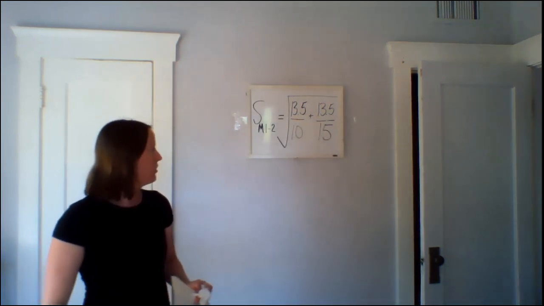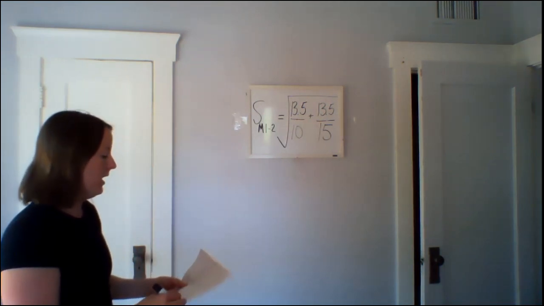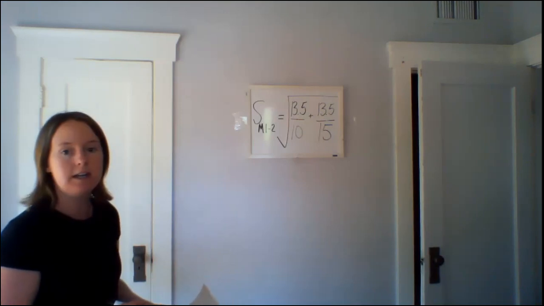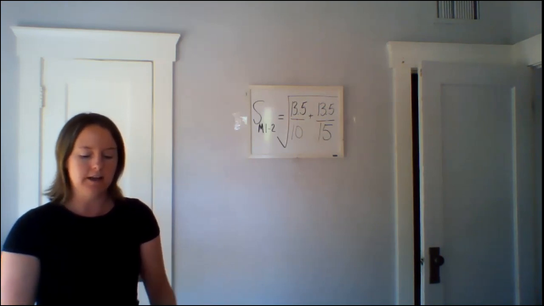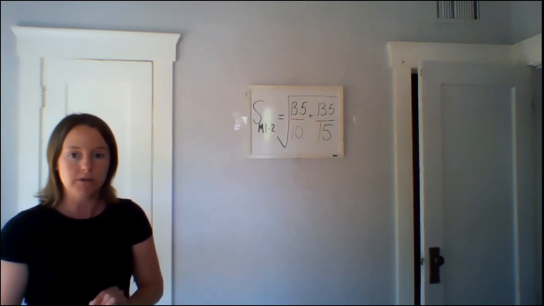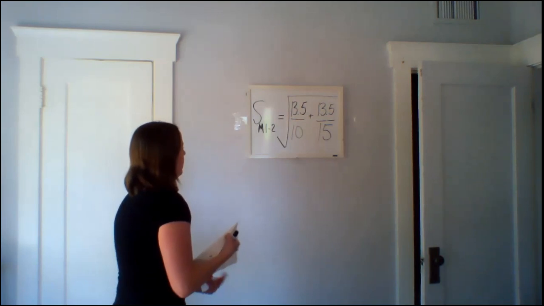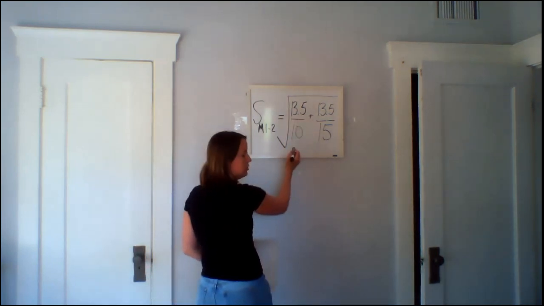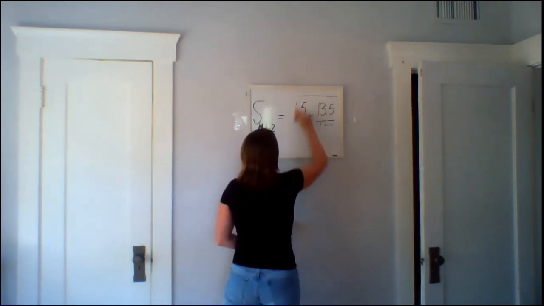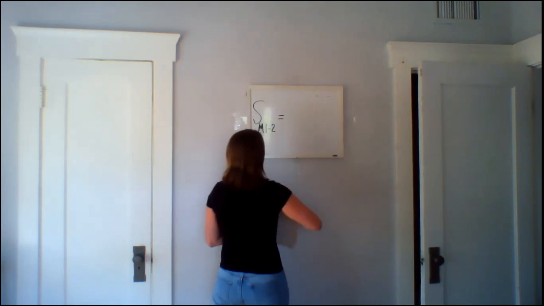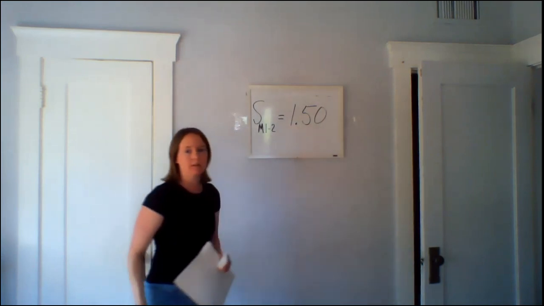Okay, so if you plug 13.5 over 10, plus 13.5 over 15 into your calculator, and then you take the square root of that result, you're going to end up with the square root of 2.25, which is then equal to 1.5. So our estimated standard error here is 1.50.